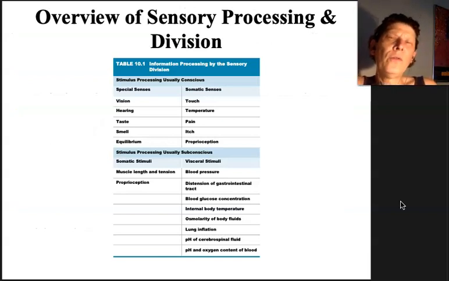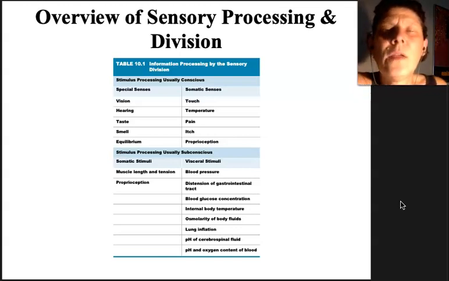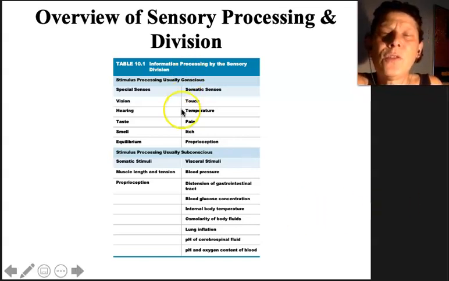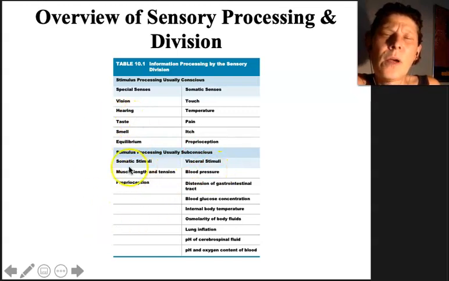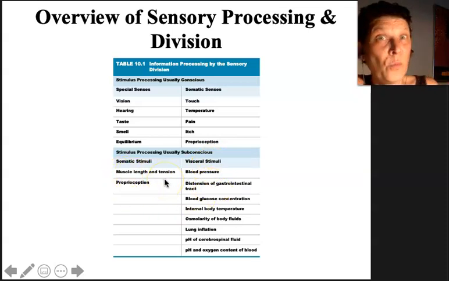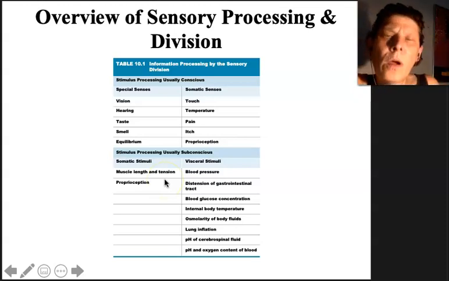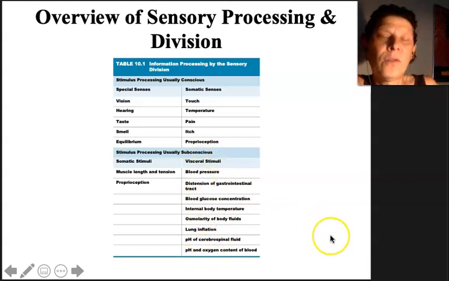As an overview of the sensory processing and the division, take a look at table 10.1, information processing by the sensory division, by the afferent division. It shows you the special sensory as an overview, and it shows you somatic senses as an overview, as I introduced you to. And then the processing, somatic stimuli from outside, visceral stimuli from inside the body. So examples are muscle length and tendons, and that's proprioceptors, that's about stretch. Or, for instance, blood pressure. Those are all examples of visceral stimuli.